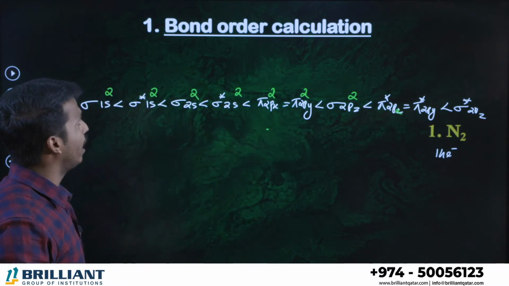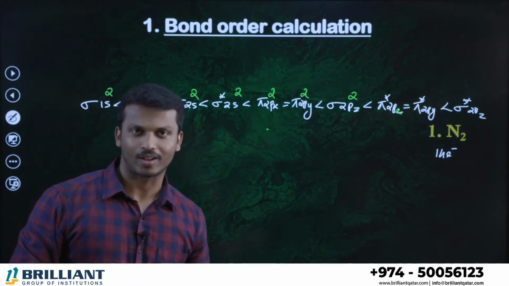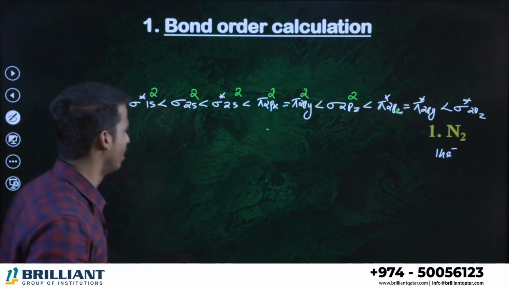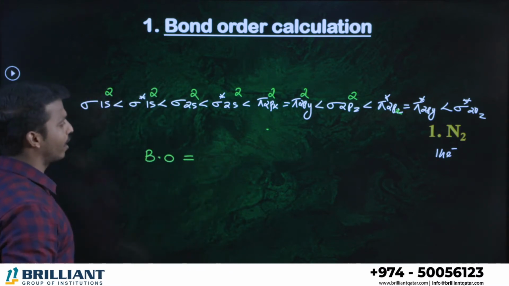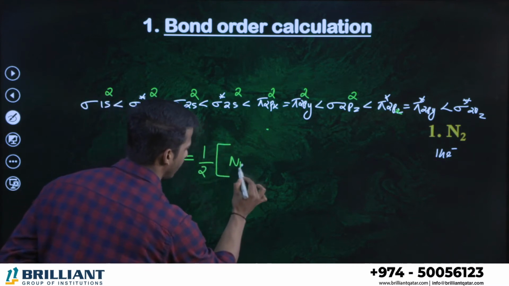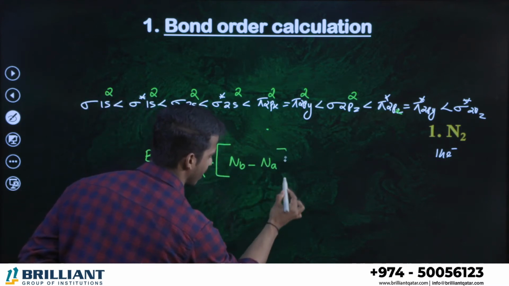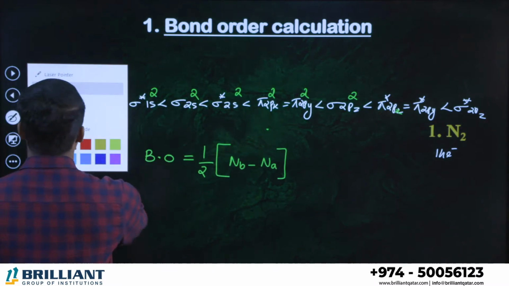Now we have to calculate bond order. We have a short equation, but that's not required actually. Okay, we have a short trick. The real equation to calculate bond order is equal to half of (NB minus NA). This is the equation. What is meant by NB? What is NA? Let's see.